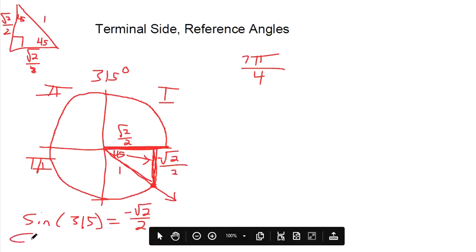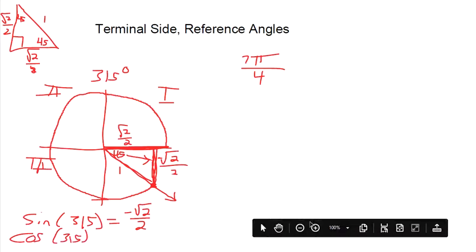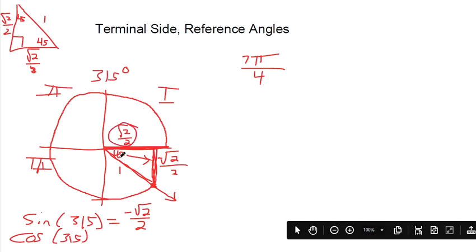And if you do cosine of 315, that's the adjacent divided by the hypotenuse. So the adjacent is square root of 2 over 2, positive, right, because we're going in the positive direction on the x-axis, and then divide by 1.